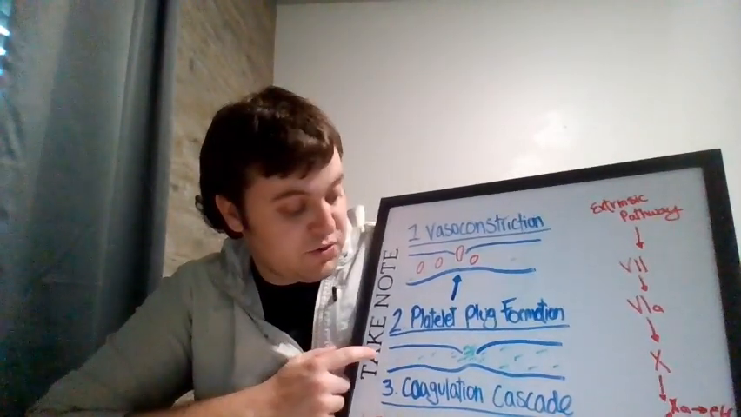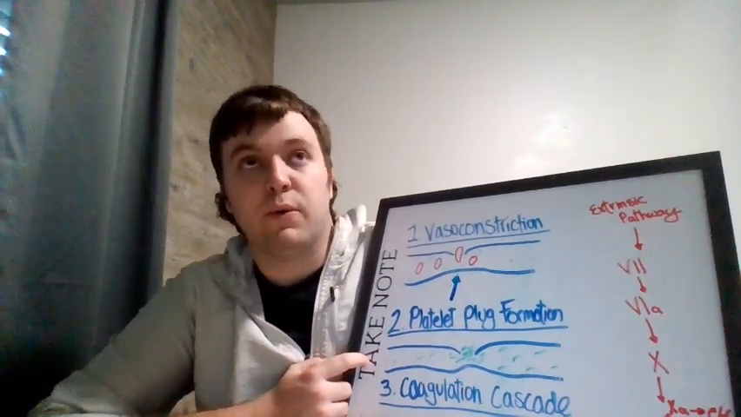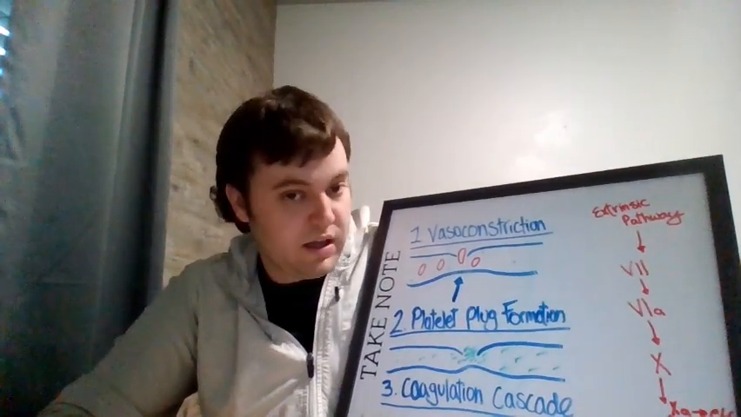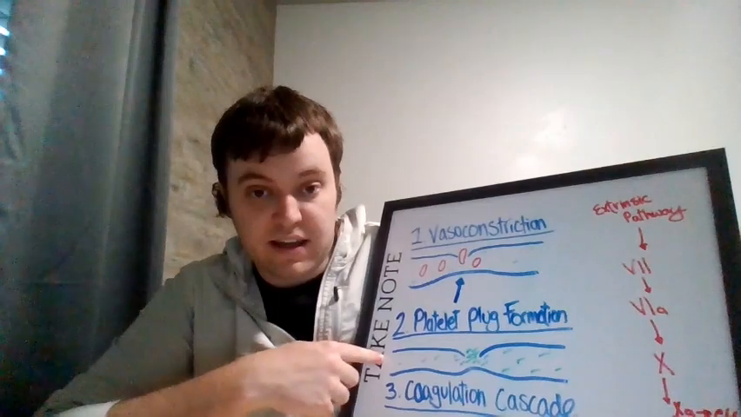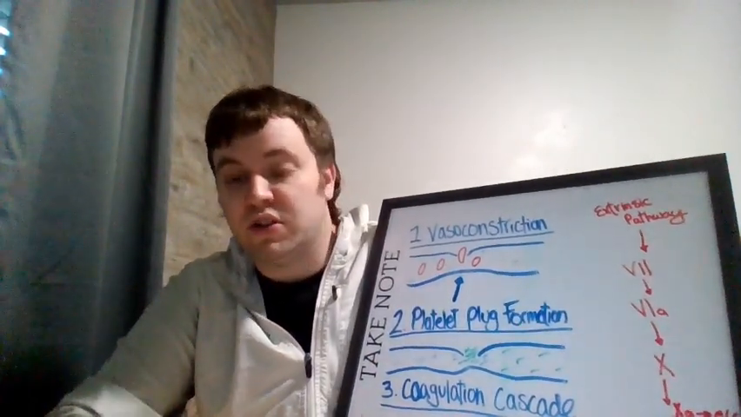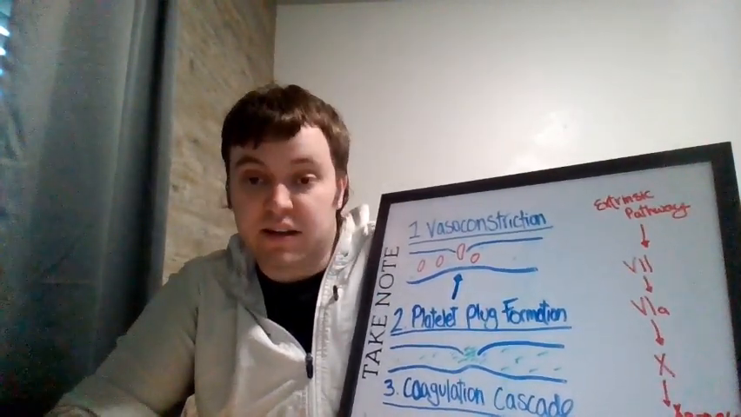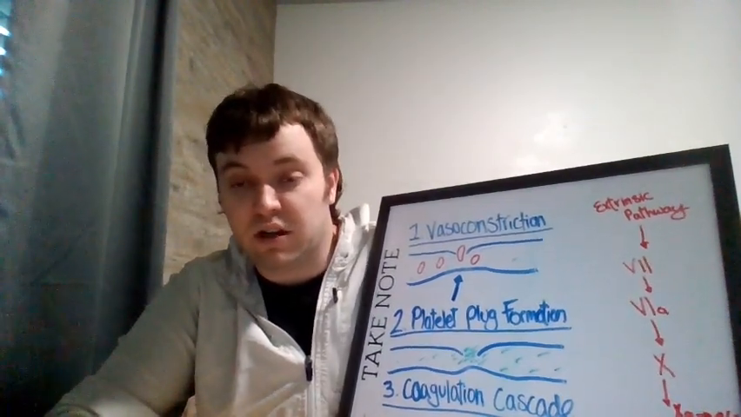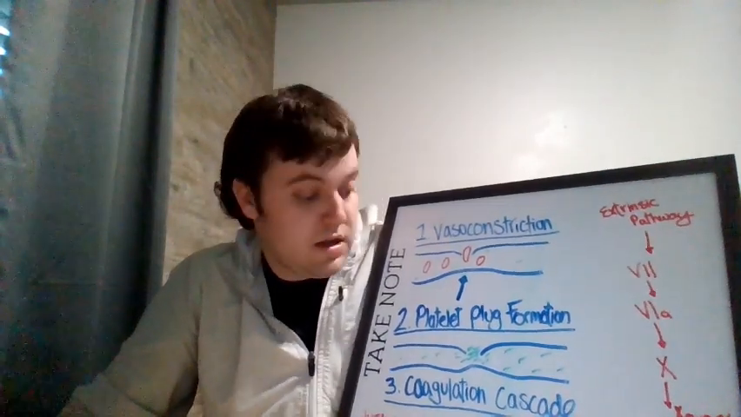These platelets adhere to it thanks to a protein called von Willebrand factor. Okay, these platelets then activate and release chemicals like ADP to attract more platelets. And then this leads to platelet aggregation, forming a temporary clot or a plug to slow the bleeding. Not stopping it, but slowing it.